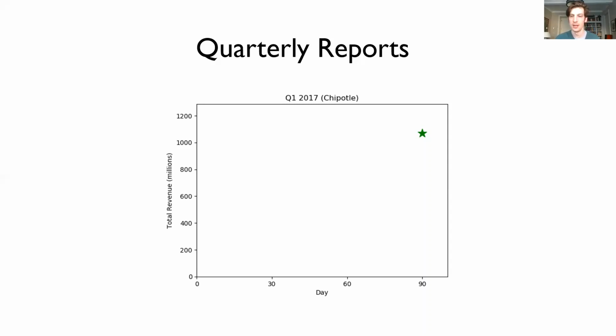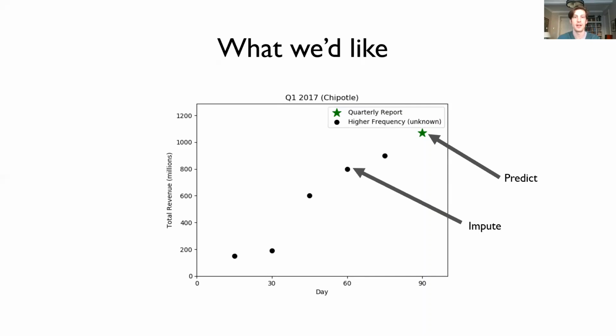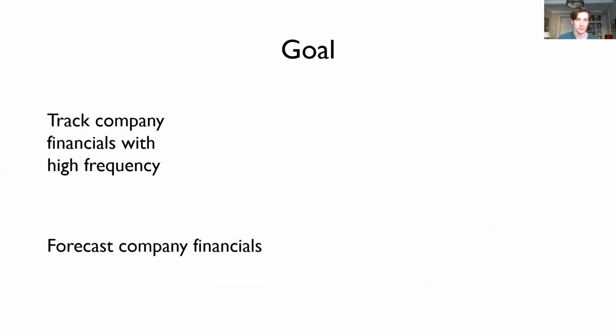So you can imagine that if you're a hedge fund trying to price Chipotle stock, or if you're Domino's Pizza and a competitor of Chipotle, you might be interested in understanding what's happening more frequently. And hedge funds and competitors are also interested in forecasting this one number in addition to tracking financials more frequently. So as a running example today, we're trying to estimate what happens to Chipotle revenue with more frequency. And so we're trying to, one, predict the final quarterly number, and two, come up with some way of estimating what's happening earlier in the quarter.